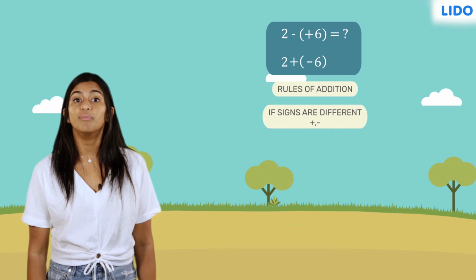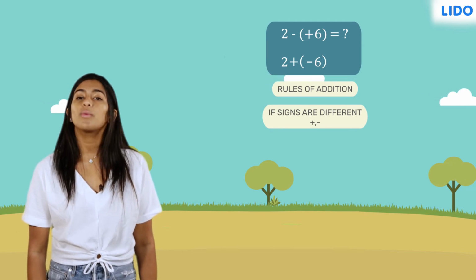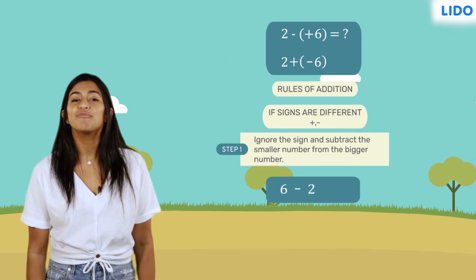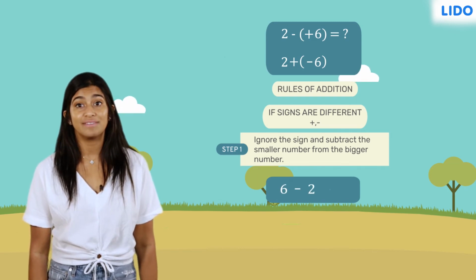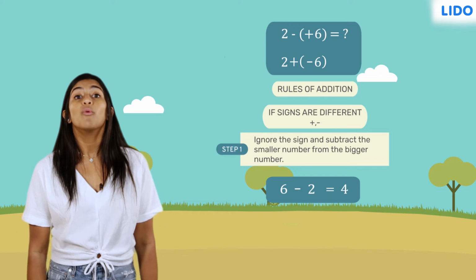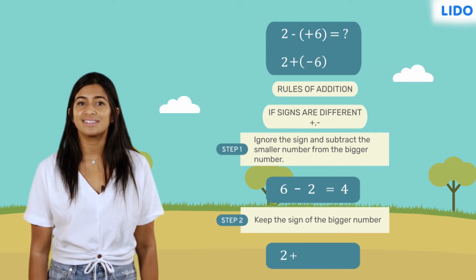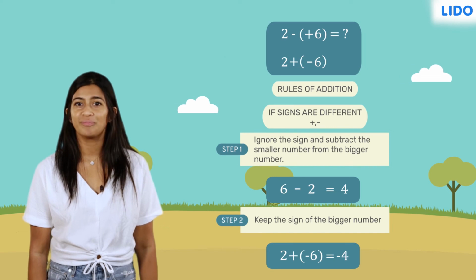Since the signs of both the numbers are different, we will ignore the signs and subtract the smaller number from the bigger number. That leaves us with 4. We will use the sign of the bigger number in the answer. That makes the answer negative 4.